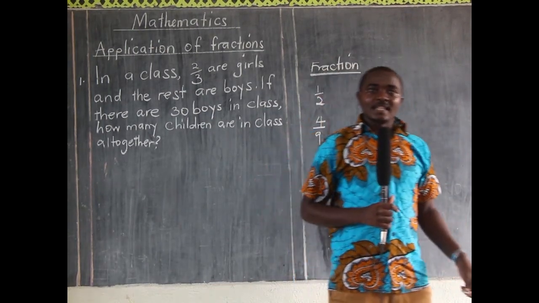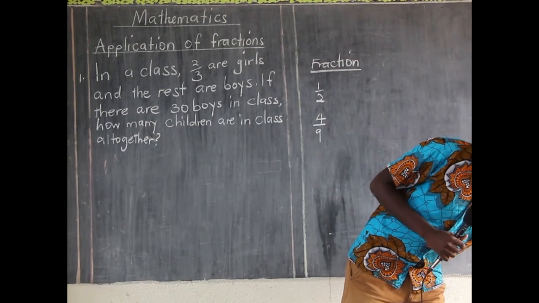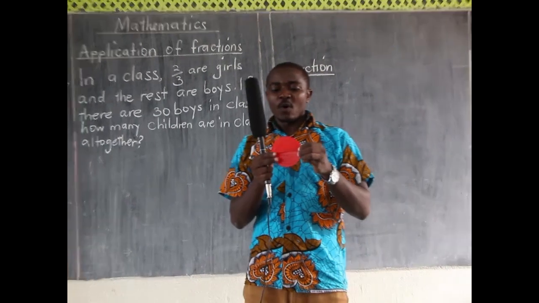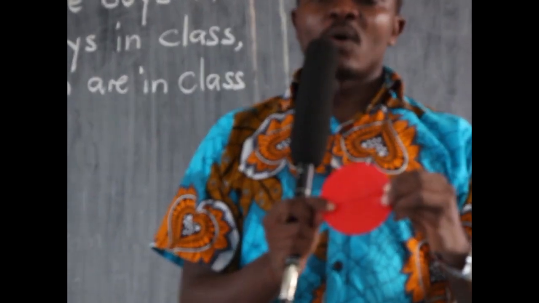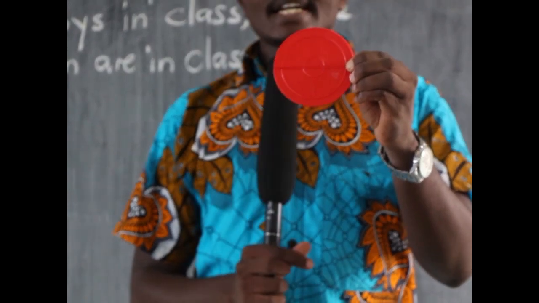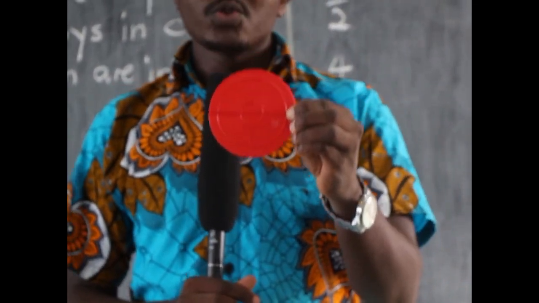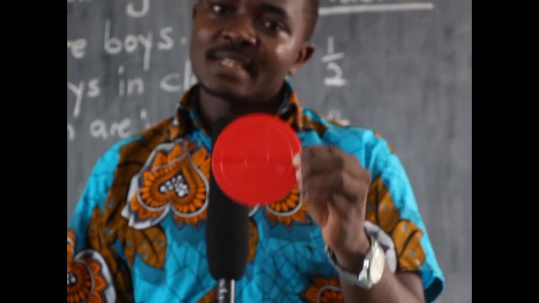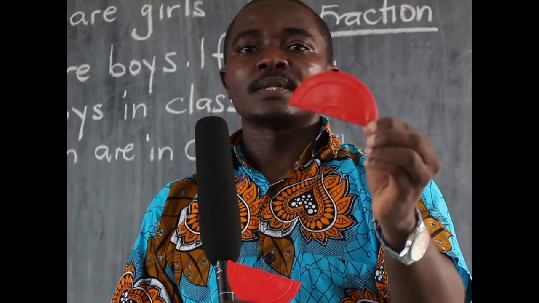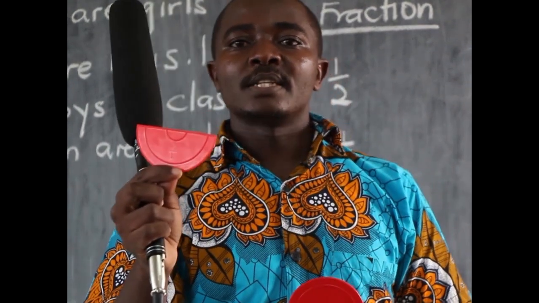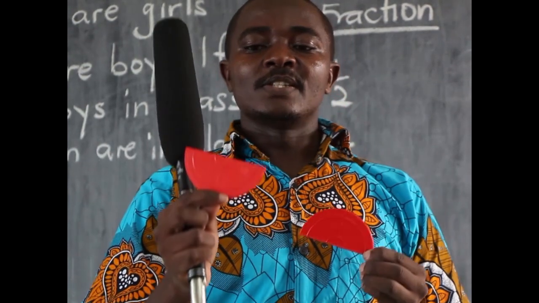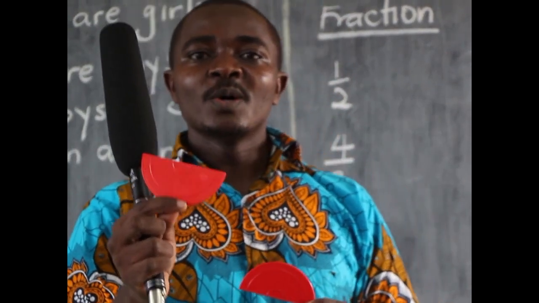Let's have a look at this. I have my whole. This is a whole. Have a look at it. It is one whole. I can divide this whole into 2 equal parts. This is one part and this is another part. So this is one part out of 2 parts. Even this is one part out of 2 parts.